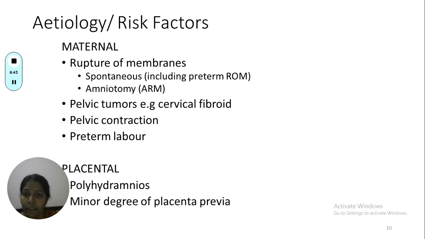Then we have pelvic tumors or cervical fibroid, and contracted pelvis where the head inlet is contracted and the head is high up, so the cord can prolapse, and preterm labor. These are the maternal factors. We have placental factors, that is polyhydramnios, where the amount of liquor is high, the cord is free and it can prolapse, and minor degree of placenta previa.